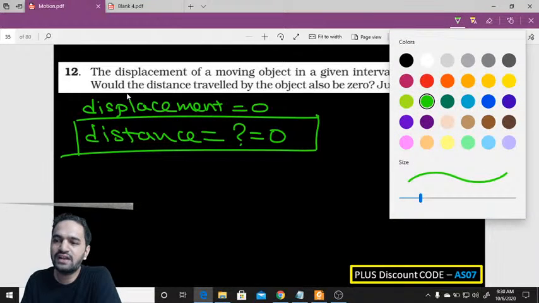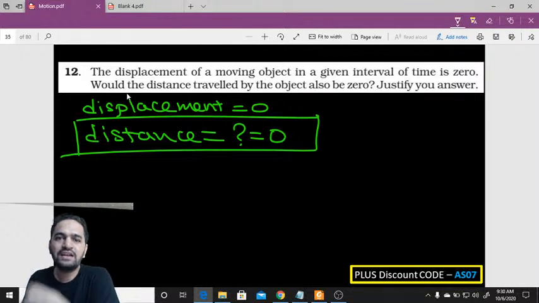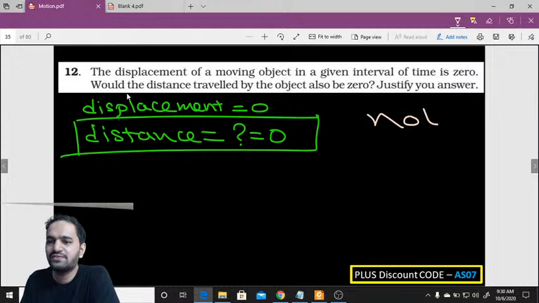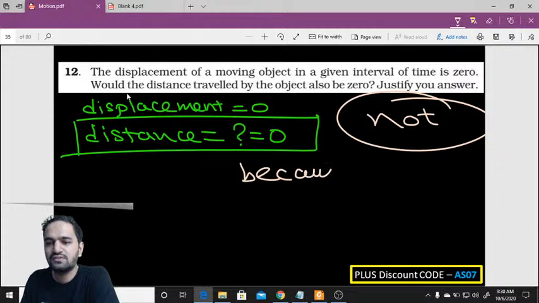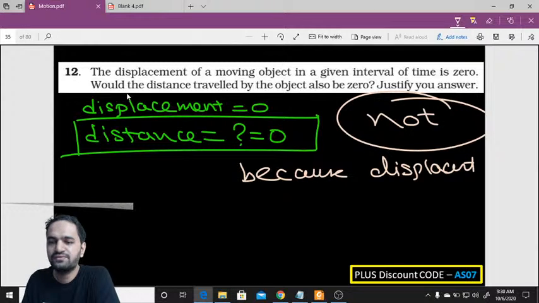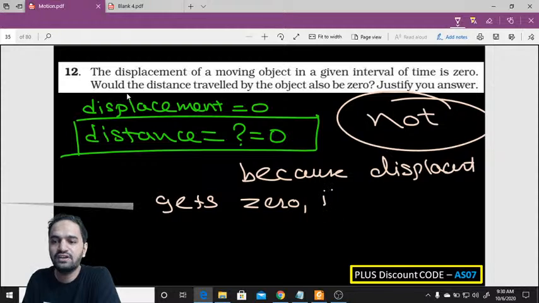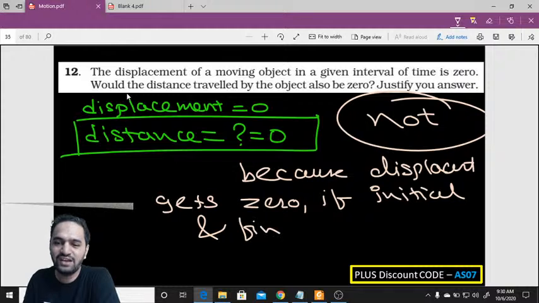Write it in the chat box. Is it possible that if displacement is 0, distance is also 0? Definitely not. It is not the case. And what would be the reason? Why would we say this? Justify. Because displacement gets 0 if the initial and final position is the same.